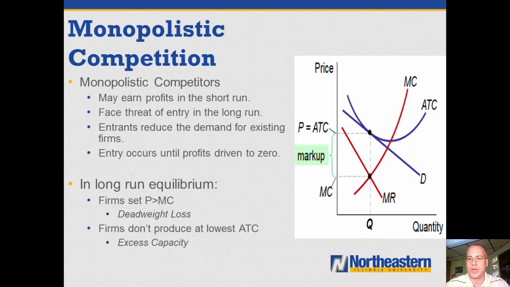Firms will thus charge price greater than marginal cost, implying some deadweight loss. And firms will also not produce at the minimum of the average total cost curve as they do under perfect competition. So this market, in those two senses, is less efficient than a perfectly competitive market.